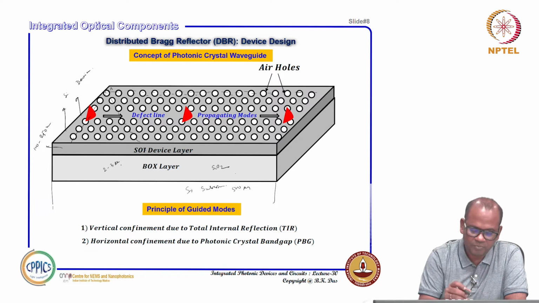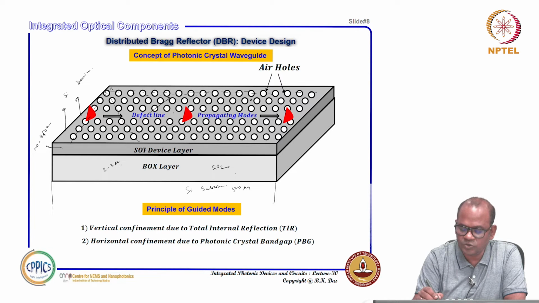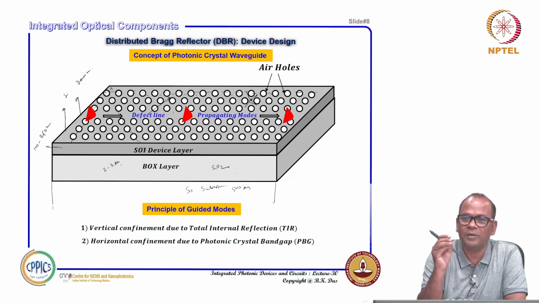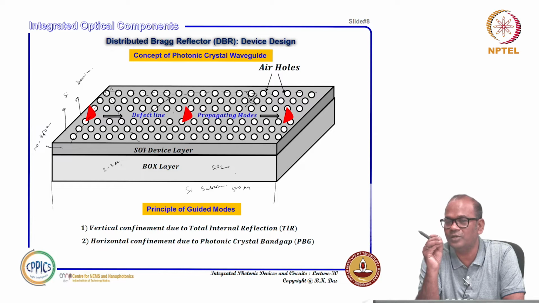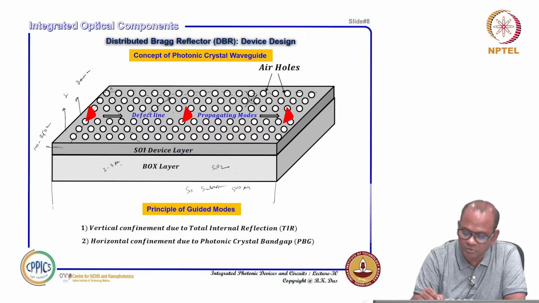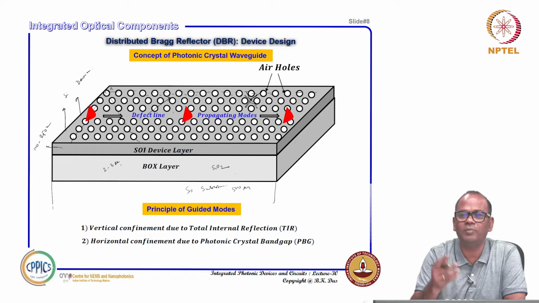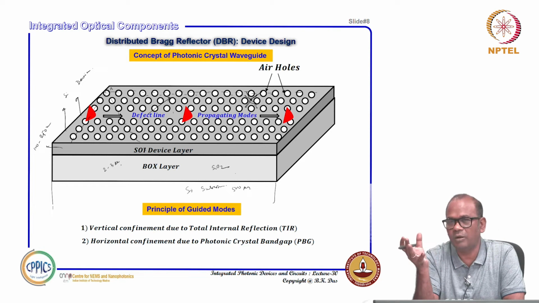So, what does it mean? Suppose you have a source somewhere here. If light tries to escape this side or this side, everywhere, because of the periodicity, if that particular frequency falls within the stop band, it will not be allowed to go in this direction, this direction, nowhere. It will be trapped if all the boundary conditions are satisfied.